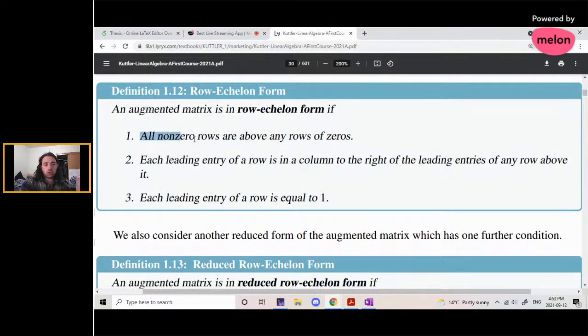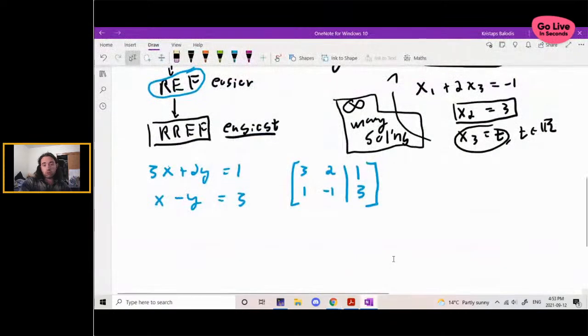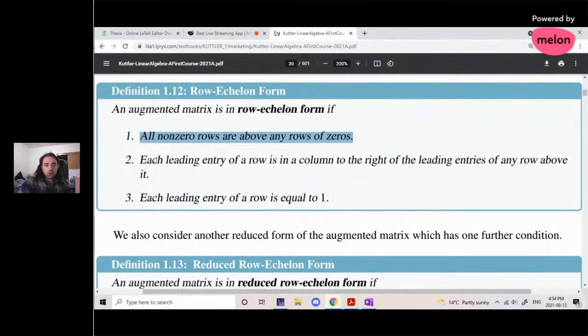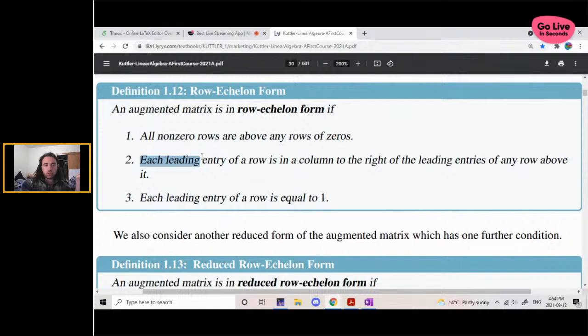Condition 1 is that all non-zero rows are above any rows of zeros. So let's go look at our matrix. Well, there's no rows of zeros, right? So automatically all our non-zero rows, which is both of our rows, are above any rows of zeros. Great. Okay, nothing to worry about there. Let's check condition 2. Each leading entry of a row is in a column to the right of the leading entries of any row above it.